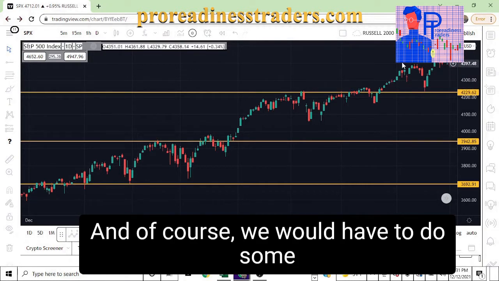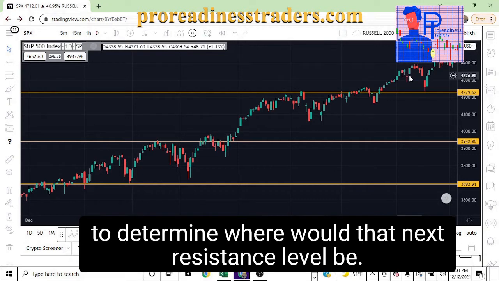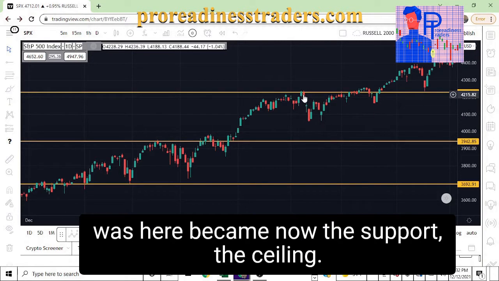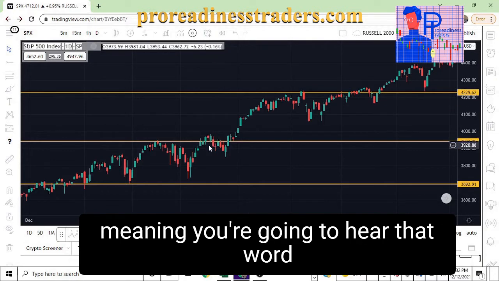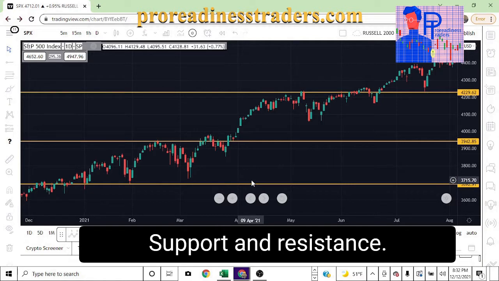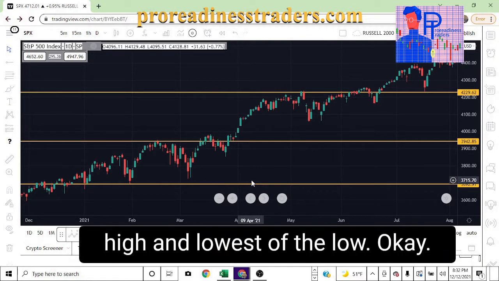And of course, we would have to do some more of our indicators and analysis to be able to determine where that next resistance level would be. But we see now here the resistance that was here became now the support, the ceiling. So that's basically what support and resistance mean. And you're going to hear that word a lot in the trading world, support and resistance. It's just the highest of the high and the lowest of the low.